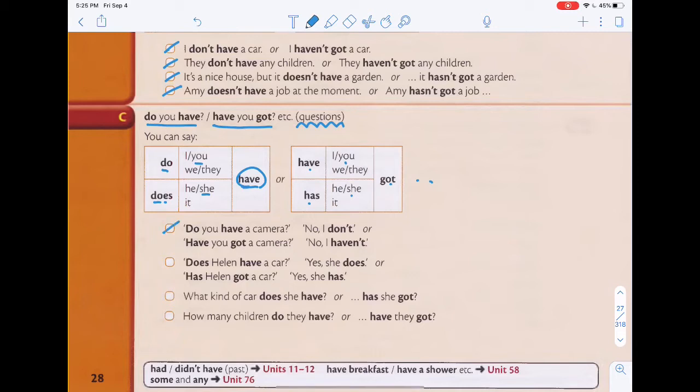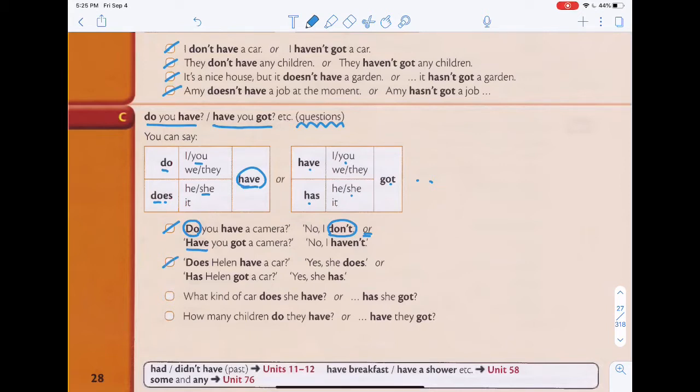So let's look at the example. Do you have a camera? No, I don't. Or, have you got a camera? No, I haven't. So let's take a look over here. If the person who is asking you the question is using the word do, then when you answer, you have to answer with the word do or don't. Okay? If someone asks you, do you have a car? It's a bit weird if you answer them with no, I haven't, because they asked you with do. So for example, have you got a camera? No, I haven't. Okay?